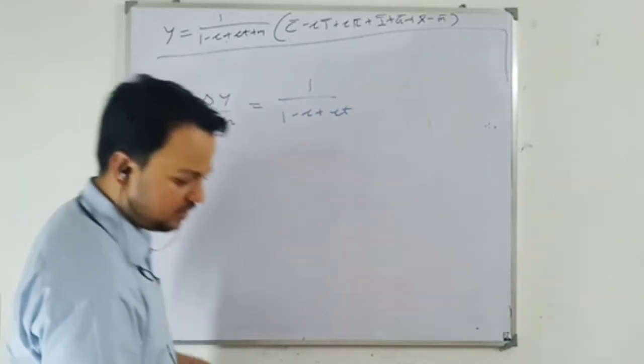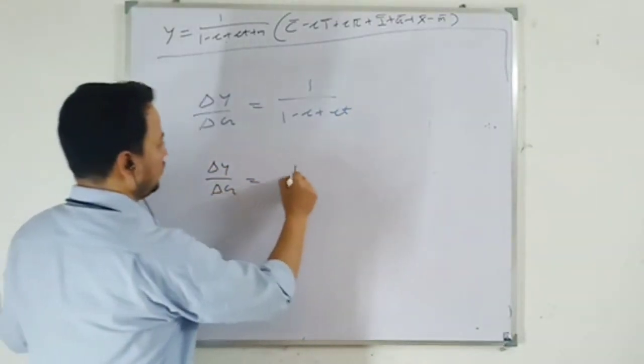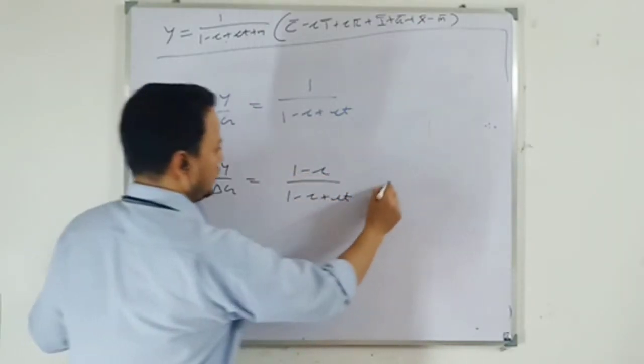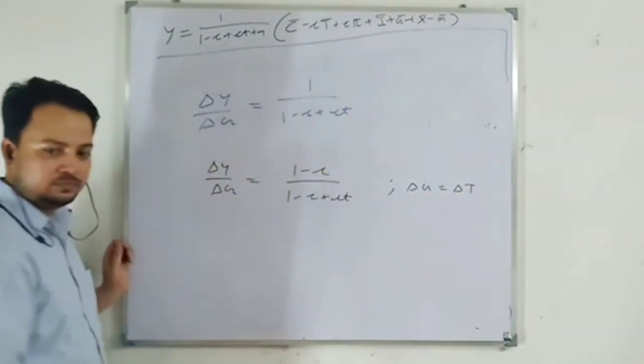In case of the balanced budget multiplier, you will get change in Y over change in G equal to 1 minus C over 1 minus C plus CT. I just derived it. This is where you finance your entire government expenditure by imposing an equal amount of tax.